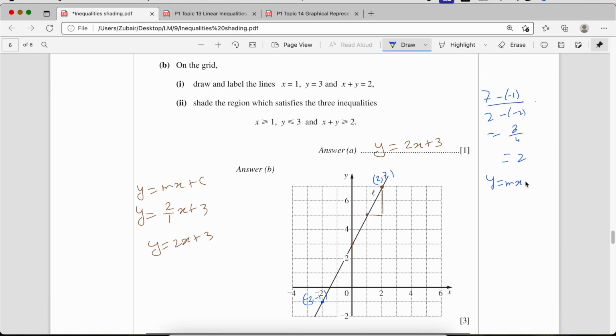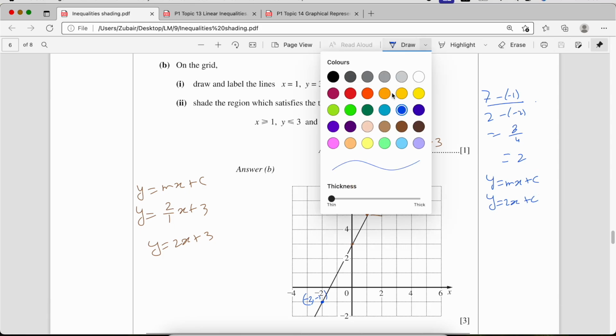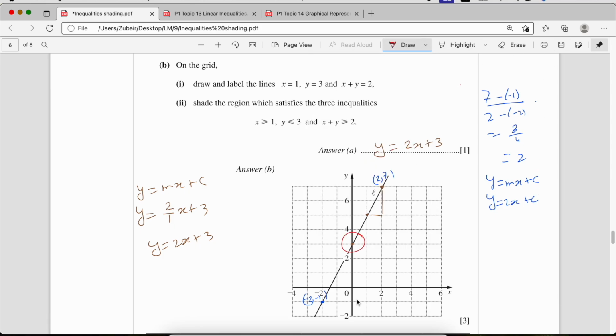So y equals mx plus c, y equals 2x plus c. Now by this time you should be able to understand that the y-intercept is where it crosses the y-axis, which is pretty much obvious that it is 3. But still, if you face any kind of problem, you may substitute any values. I'm using 2, 7. So when y is 7, x is 2, you can simplify and you will still end up with the same answer, that's 3. So gradient is 2, y-intercept is 3, so y equals 2x plus 3 is the equation of the given line.